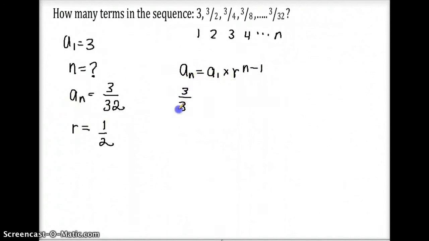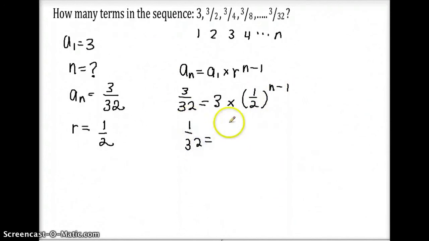So we have 3 over 32 equals 3 times 1/2 to the power of n minus 1. And we want to solve for n minus 1. So we are going to divide by 3 on both sides. So we have 1 over 32 equals 1/2 to the power of n minus 1.